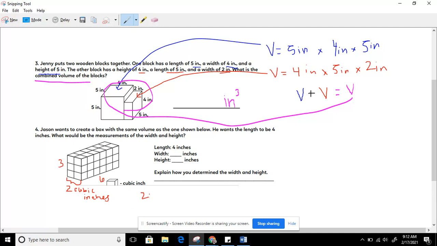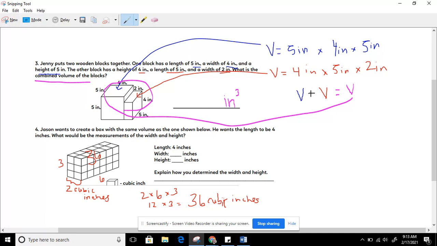We've got 2 times 6 times 3. Well, 2 times 6 is 12, times 3 is 36 cubic inches. Whoops. Sorry, that's a little messy. So this whole total right here is 36 cubic inches.